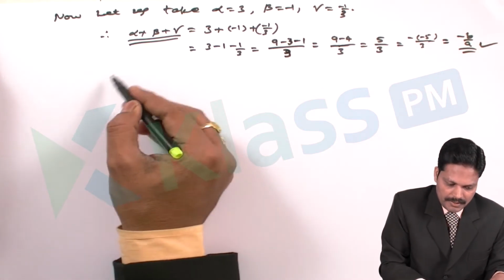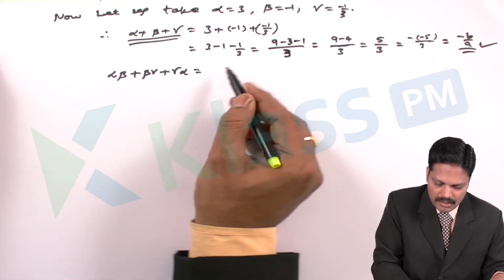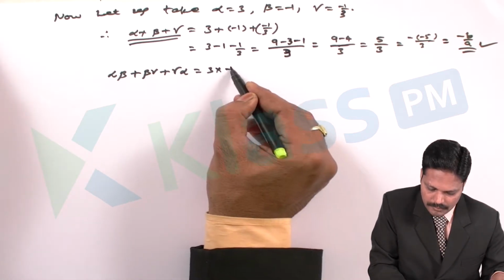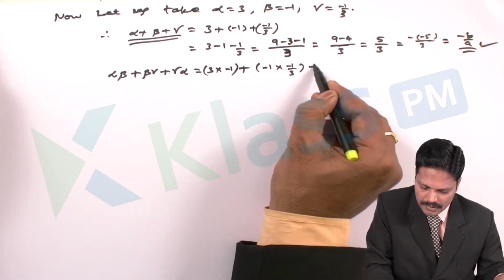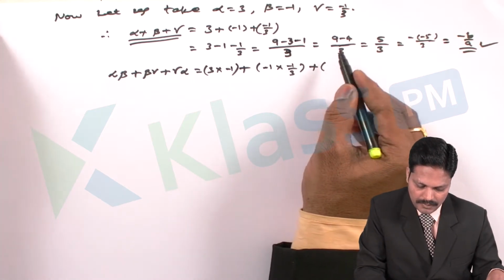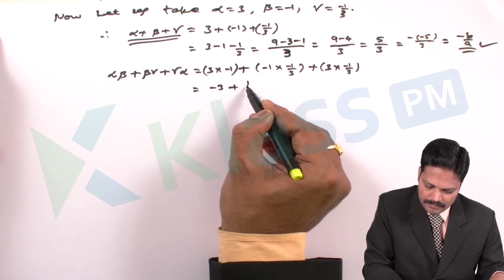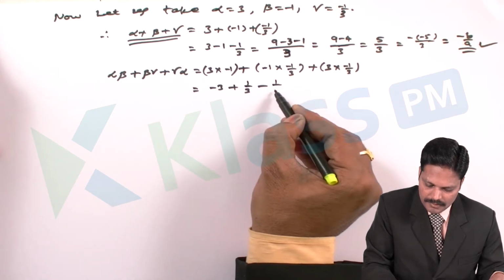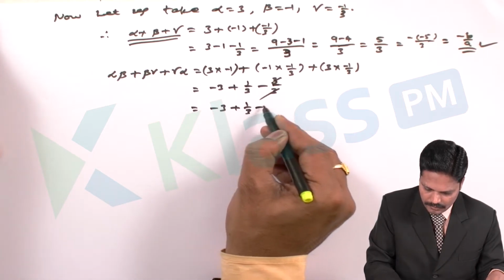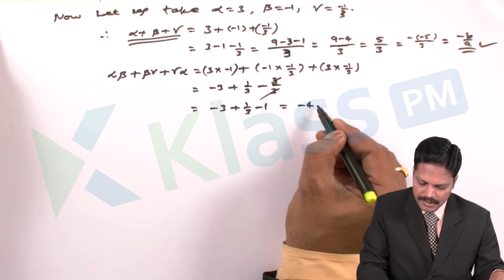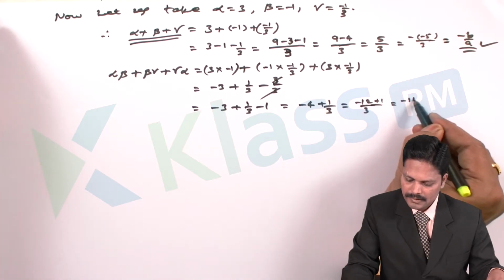The relation between this one is this only. And the product of the roots, alpha beta, beta gamma and gamma alpha, how should we take? Alpha beta is 3 into minus 1, plus beta gamma minus 1 into minus 1 by 3, plus alpha gamma 3 into minus 1 by 3. Then here minus 3 and 1 by 3 and minus 1, and here 3 will be cancelled, and we are having minus 3 plus 1 by 3 minus 1. If we get the values here, minus 4 plus 1 by 3, then we are having minus 12 by 3 plus 1, and minus 11 by 3.